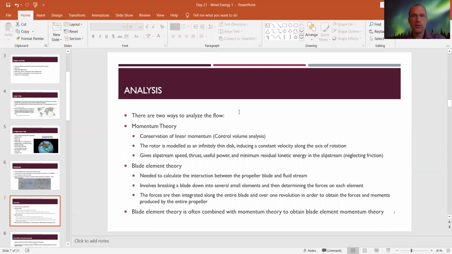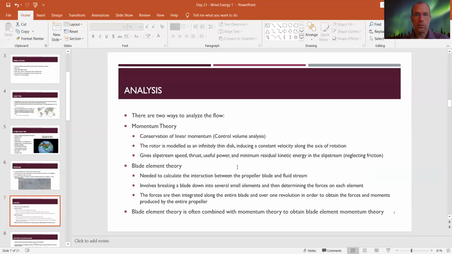There's two ways to analyze this flow. There's momentum theory, which is a control volume analysis, basically the picture we saw on the last slide, looking at momentum coming in, momentum going out. It models the rotor, the propeller, as an infinitely thin disk that induces a constant velocity along the axis of rotation. So again, assuming completely constant velocity everywhere throughout this. From that, I can figure out the slipstream speed, so what the change in velocity is, the thrust, how much force or energy is being put in, same thing with useful power. And again, that's all neglecting friction.